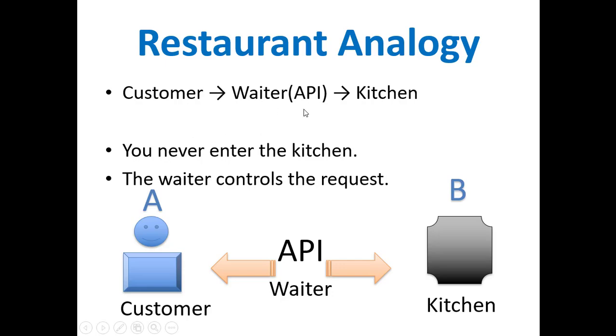So the waiter here is the API. This is a basic analogy of an API. This will help you to remember what an API actually means. So you never enter the kitchen, the waiter controls the request, alright? So the API becomes the waiter who controls the request between the customer and the kitchen. This is an analogy of an API using a restaurant.